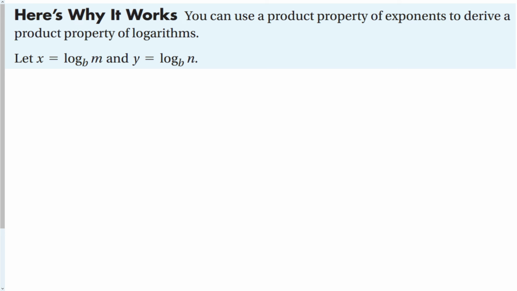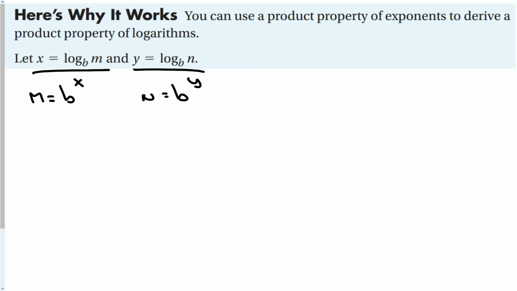So I'll demonstrate this with the product property of exponents to derive the product property of logarithms. So we have our definition here. x is going to be this, y is going to be this. If I use the definition of a logarithm, we can rearrange this and say that the inside of the logarithm is equal to b to the x power. That is the definition of logarithm. And the same thing on this side, that n is equal to b to the y power.